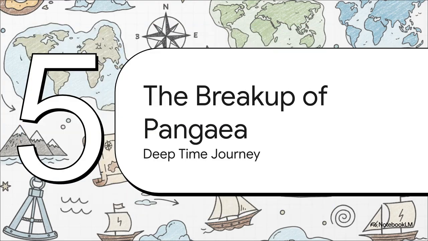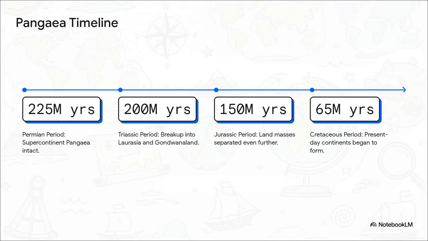So let's look at how that happened in Section 5, the breakup of Pangaea. Get ready for a deep time journey. Okay, let's put our map reading skills to the test and chart a timeline of how the Earth's surface evolved over hundreds of millions of years. Because of the work of cartographers, we can trace this physical evolution step by step.